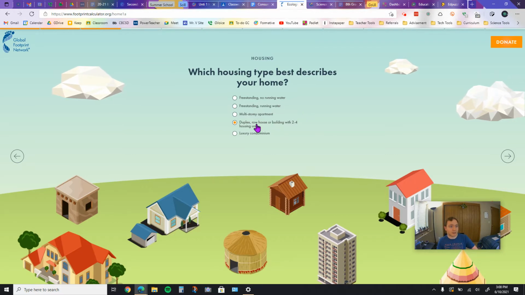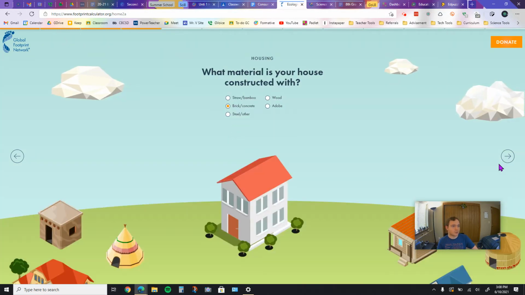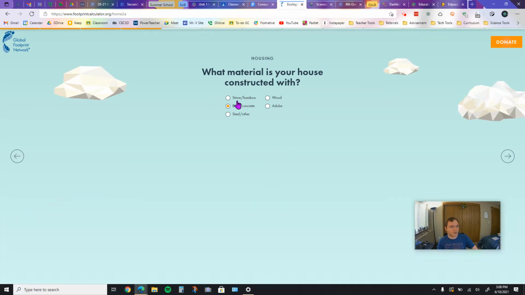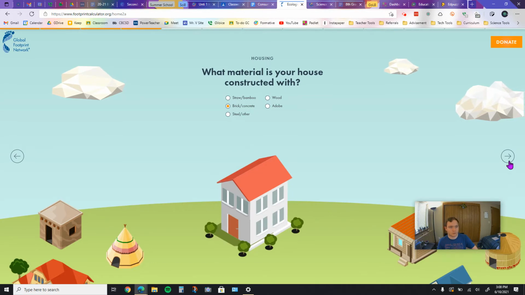You might live in a duplex, which is like two houses together. You might live in an apartment, maybe even a condo, but very rarely, I don't think anyone is going to be living in a freestanding house with no water. Most of you are going to be freestanding with running water. For the type, just do your best. Most of us are probably brick or concrete. Obviously, there's some wood in there, but your house doesn't probably look like that. So use those images to help you figure out which house is yours.